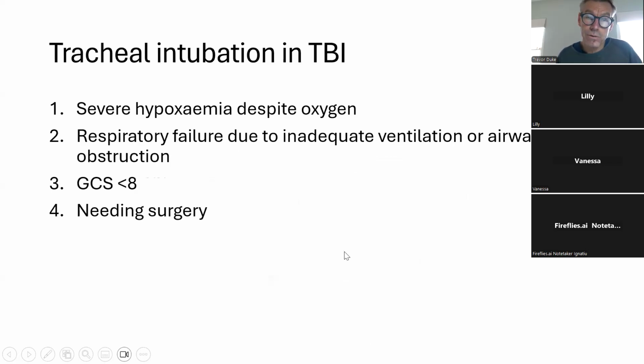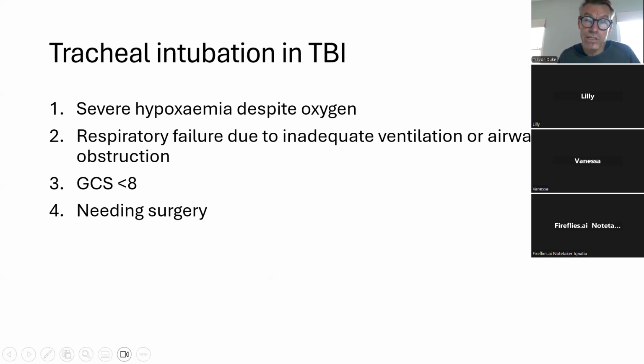The indications for tracheal intubation of a child with traumatic brain injury are standard and obvious. If a child has severe hypoxemia despite oxygen. If they're not hypoxic when you give them oxygen, that's fine, you just give them oxygen. If they've got respiratory failure due to inadequate ventilation, like if they're in a coma and not breathing adequately, not generating adequate tidal volume, then they need to be intubated and they need their breathing helped.